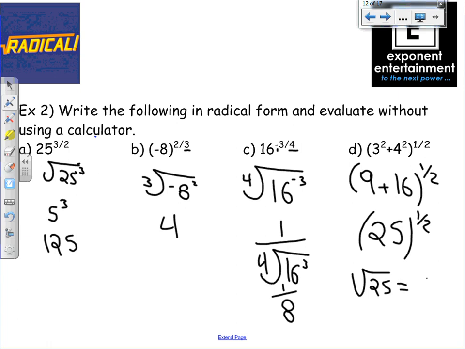These are questions you should be able to do mentally. No calculator. Are we going to move on? Okay, next page.